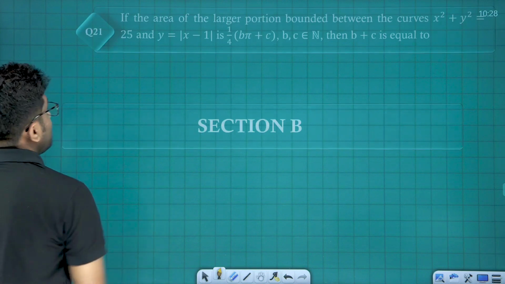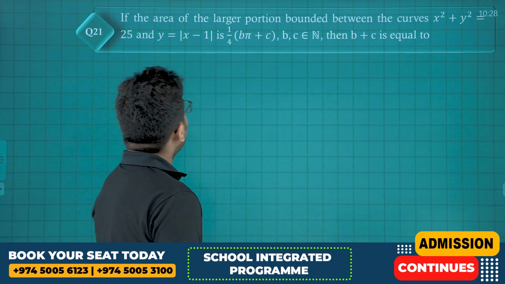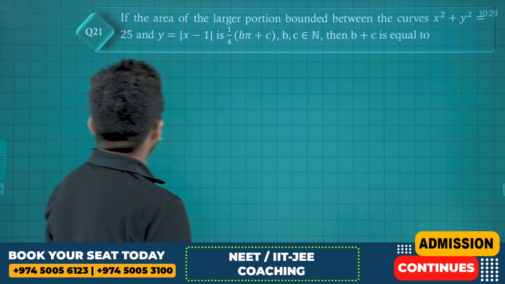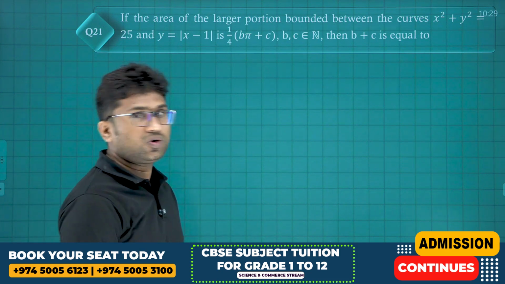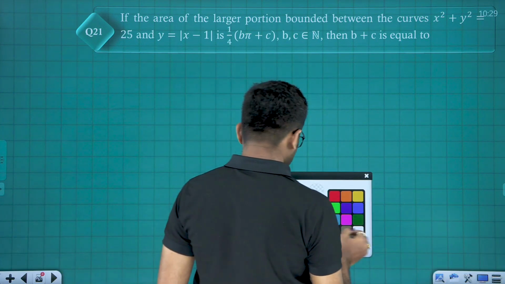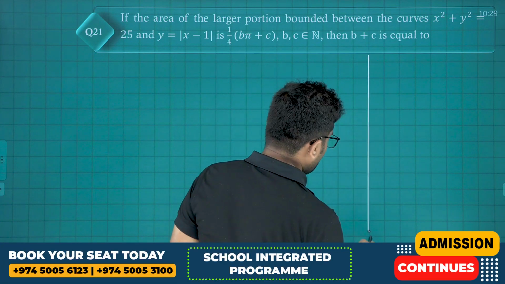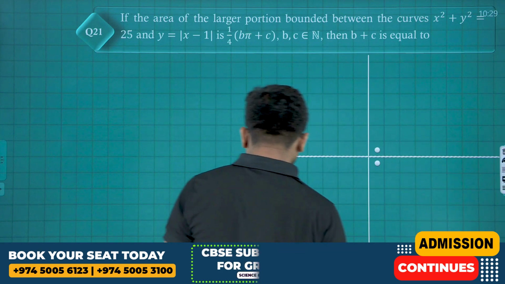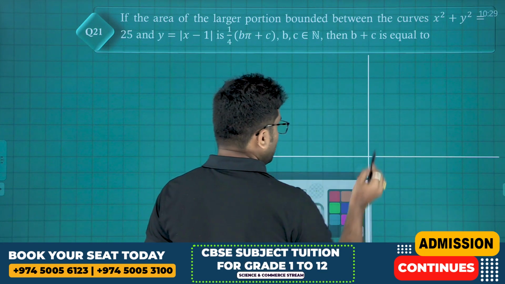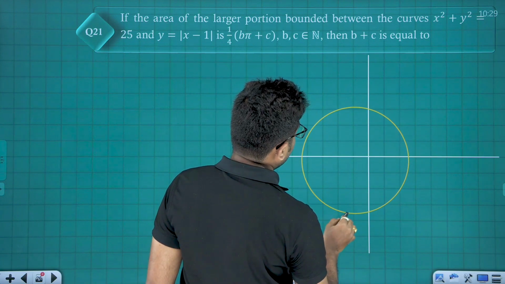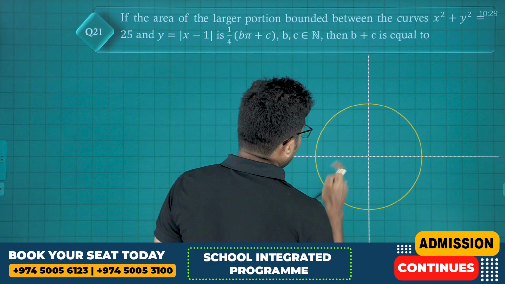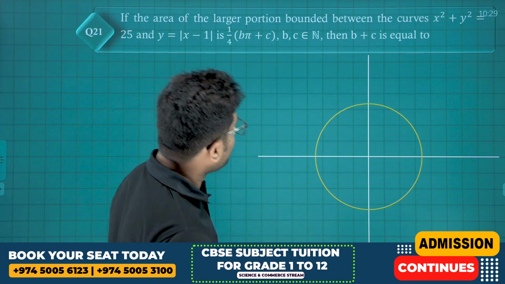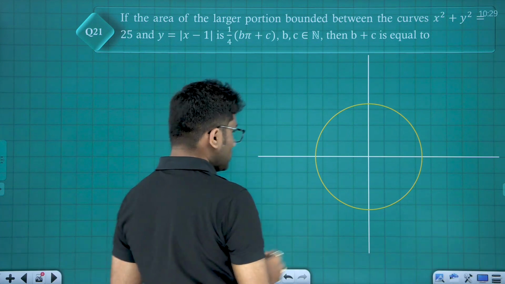Now coming to section B, friends. In that, the first question from section B: if the area of the larger portion bounded between the curves x square plus y square is equal to 25. What is x square plus y square equal to 25? A circle, with the center at the origin and radius 5 units. Next, y is equal to mod of x minus 1.